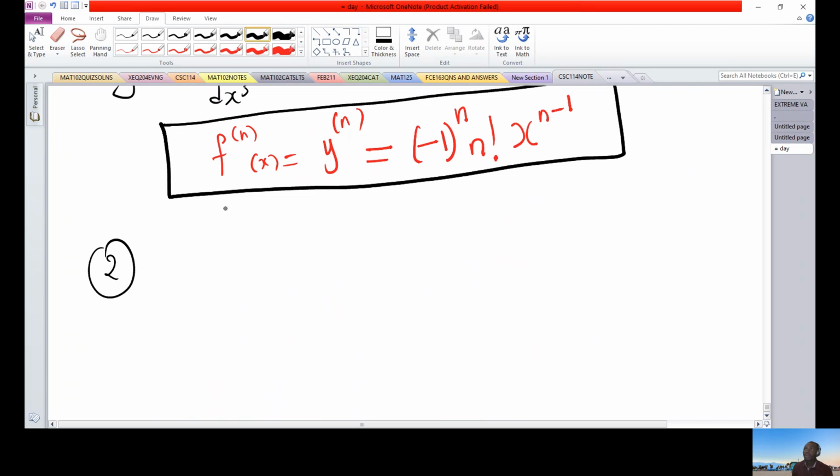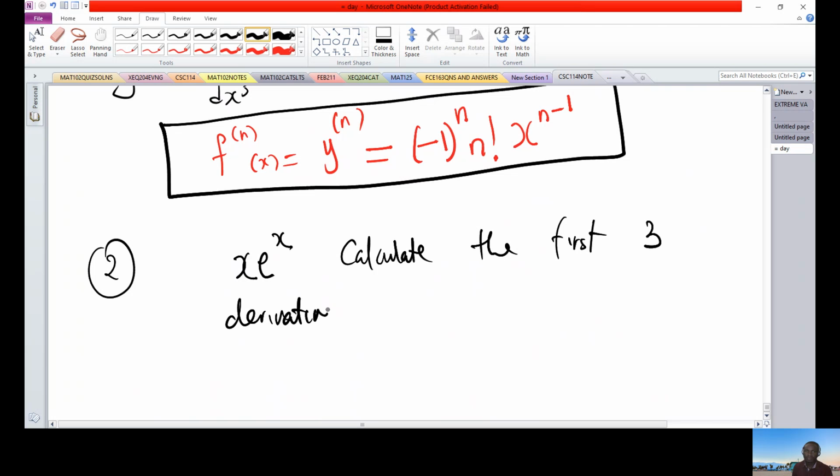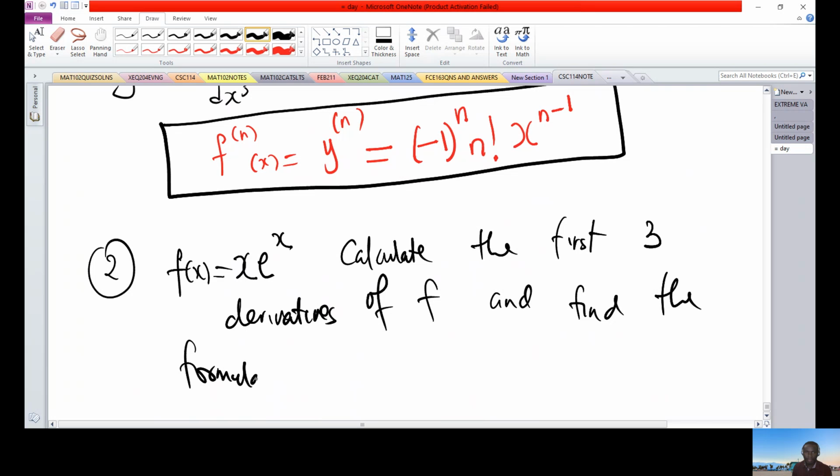Example 2, we have f of x equals x e raised to the power x. Calculate the first 3 derivatives of f and find the formula for the nth derivative of f.